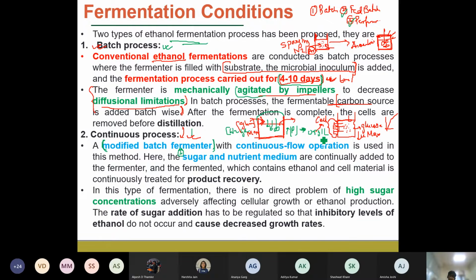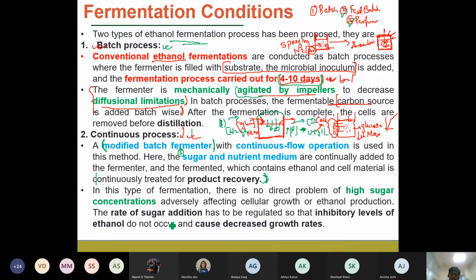So we make sure that a constant concentration is maintained by continuously adding the growth media component as well as continuously removing the product, so that there is no inhibition from the glucose end, and also no inhibition from the product end as the product is produced. To carry out that, we generally continuously separate or recover the products. So in this case, the continuous process of fermentation takes place.